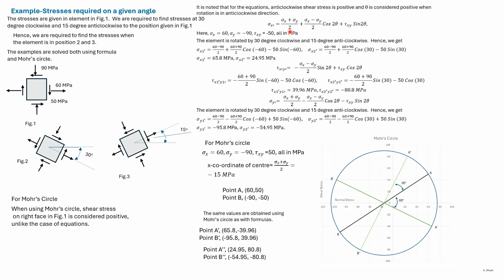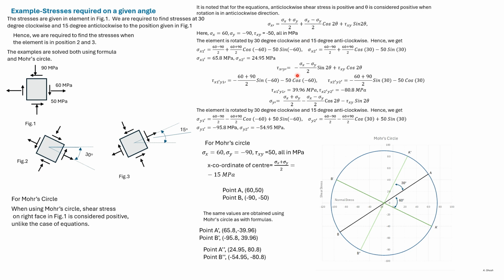Sigma x dash is given by this formula. For 2 theta we substitute minus 60 for the 30-degree case, and for 2 theta we substitute 30 degrees for the 15 degrees anti-clockwise case. So we obtain two values, sigma x dash 1 and sigma x dash 2, for the two rotations.